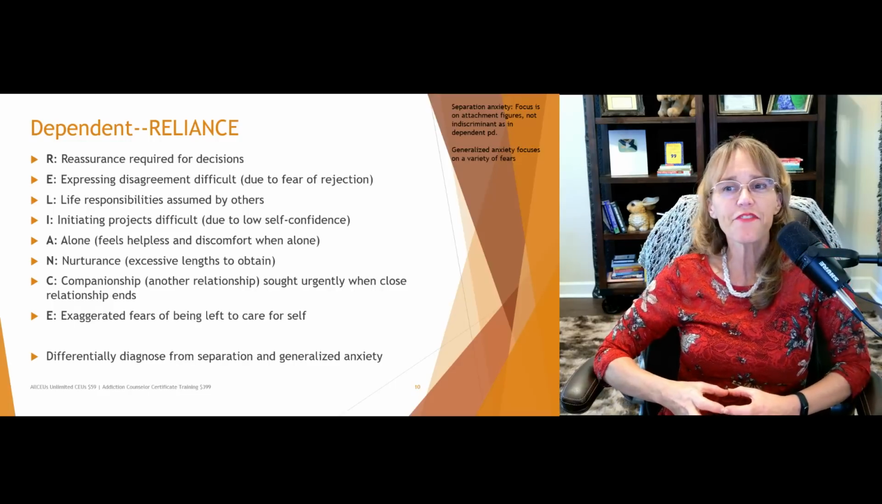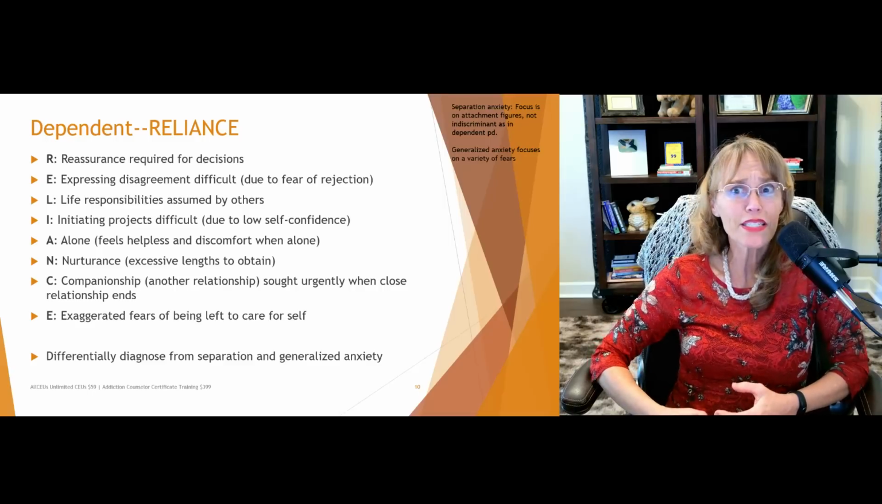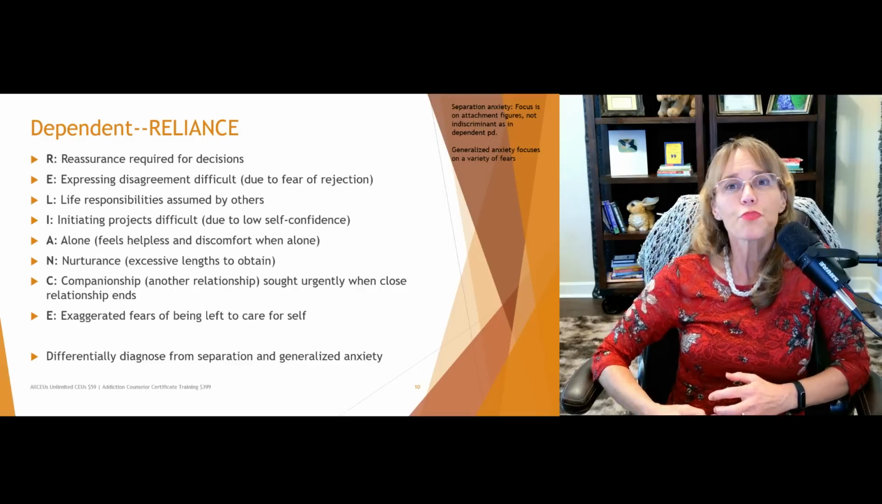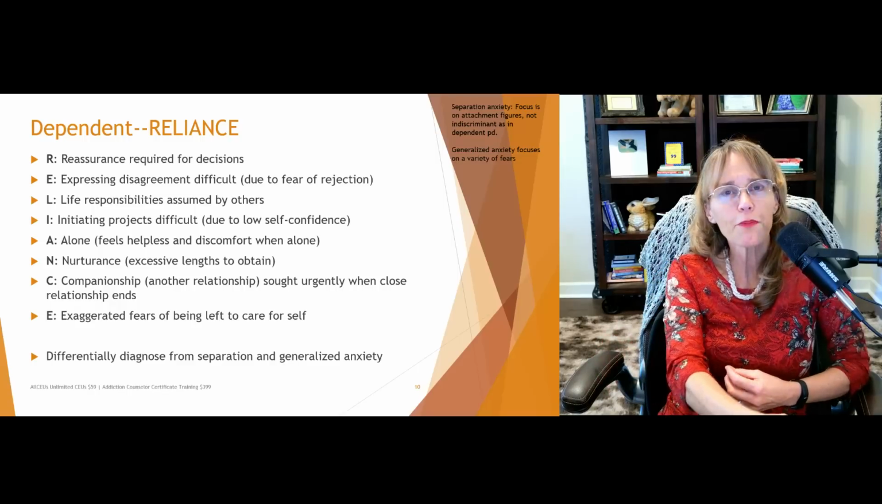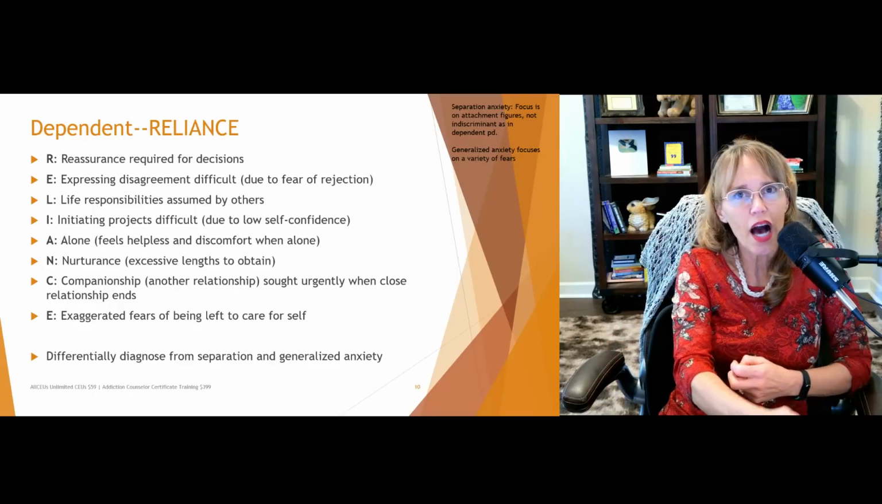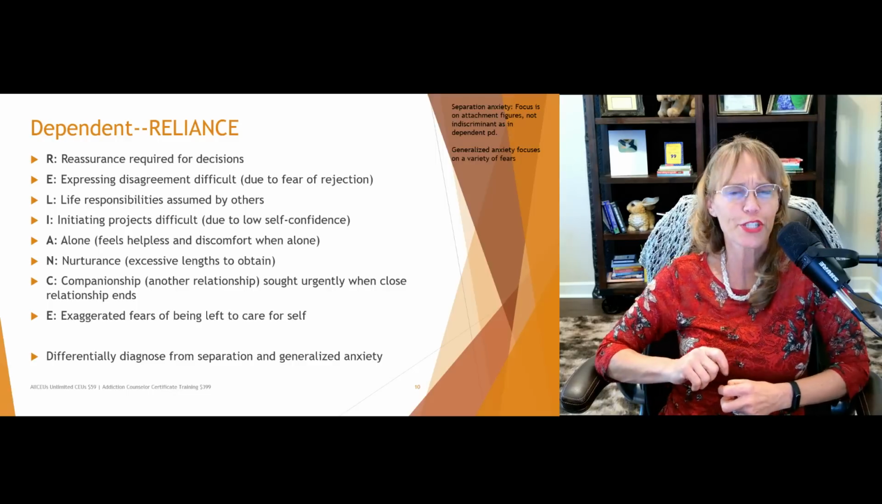Initiating projects is difficult due to low self-confidence. They've never had to do it. Somebody else has always done stuff for them, so they don't believe that they can accomplish anything. In therapy, we need to help people learn how to set goals and accomplish small goals, and very, very small, independent personality.